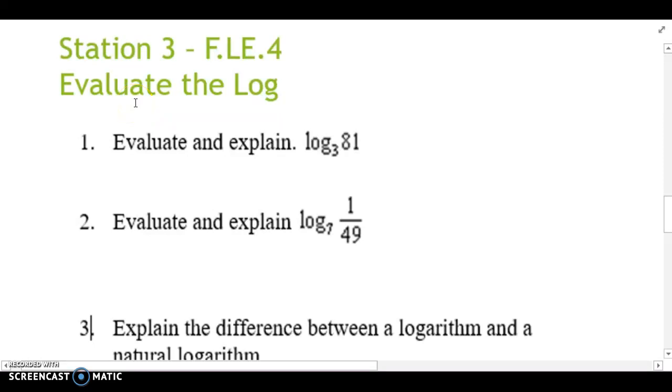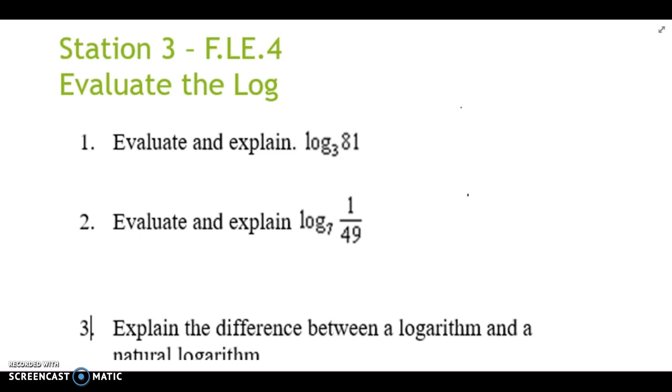So today we're going to talk about station 3, F.LE.4, just the idea of evaluating logarithms. And these ones are a little more difficult than the ones that you would see. The whole idea is if you can do these, you can do all of them, and that's golden, okay? So evaluate and explain log base 3 of 81.